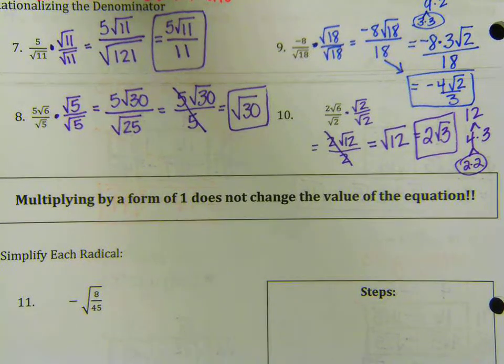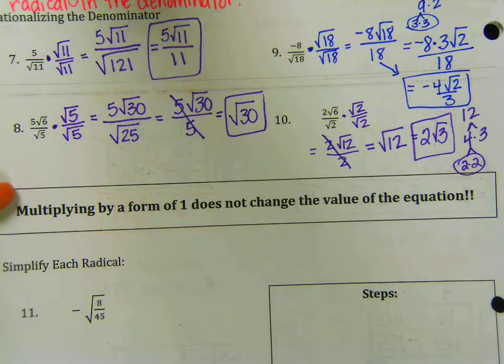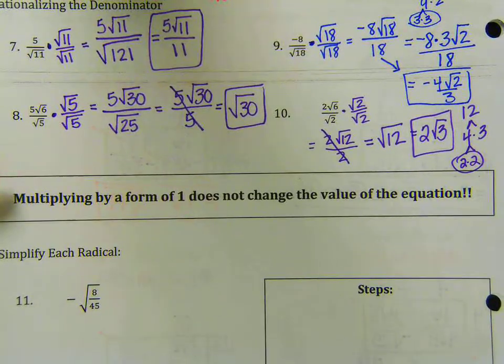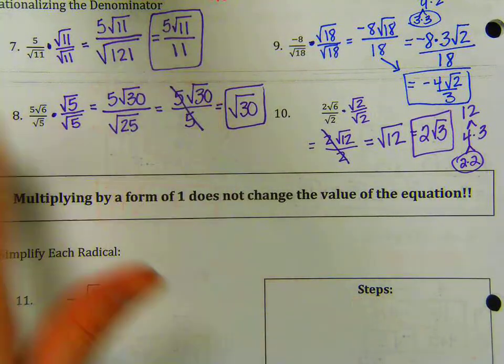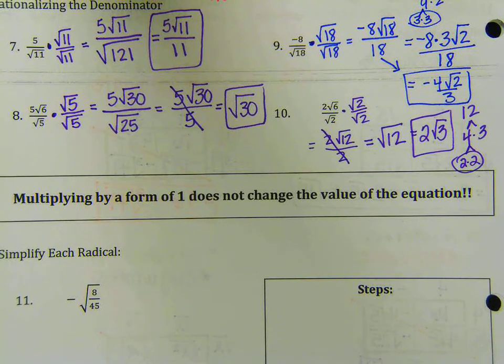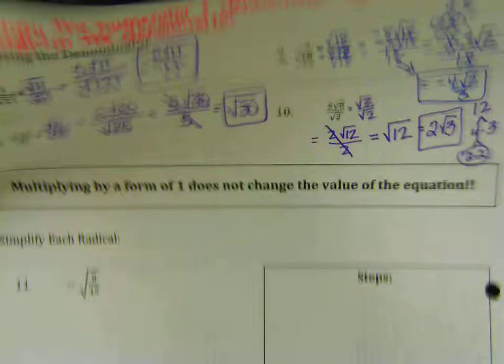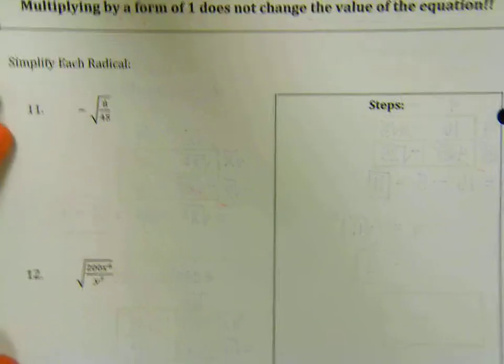Okay, so again, this is just a note. Multiplying by a form of 1 does not change the value of the equation. So all of these are equivalent. If you put them in your calculator and check to see that the decimals were the same, they will be the same. We didn't actually change the value of anything. So now in 11 and 12, we are going to do the same thing. They just look like fractions.